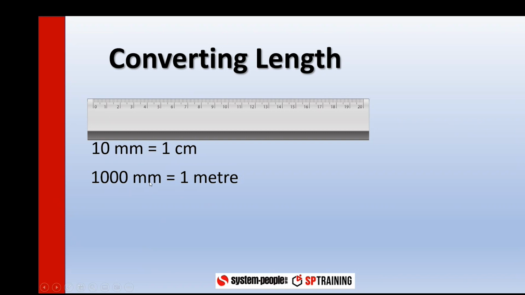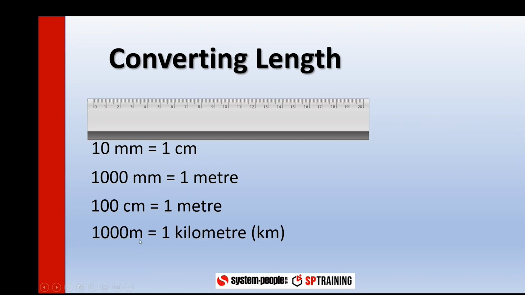So you've got 1,000 millimeters in 1 meter, and then 100 centimeters is the same as 1 meter, and 1,000 meters in 1 kilometer. So that's the basic conversions: 10 millimeters to 1 centimeter, 1,000 millimeters to 1 meter, 100 centimeters in a meter, and 1,000 meters in 1 kilometer. So if we're making an exchange here between millimeters, centimeters, meters and kilometers, this is what we do.